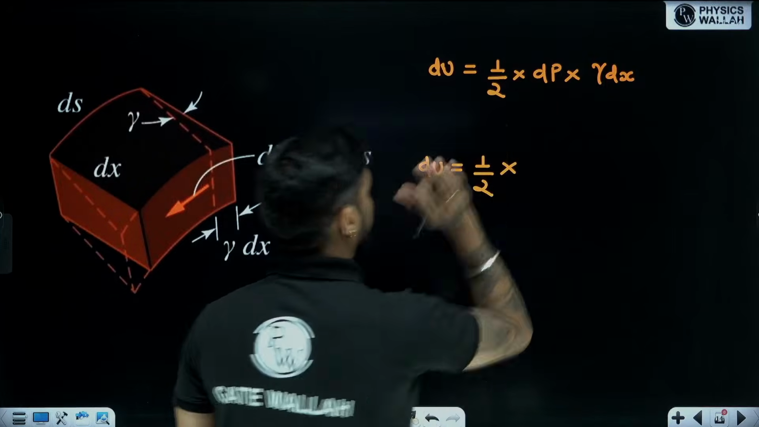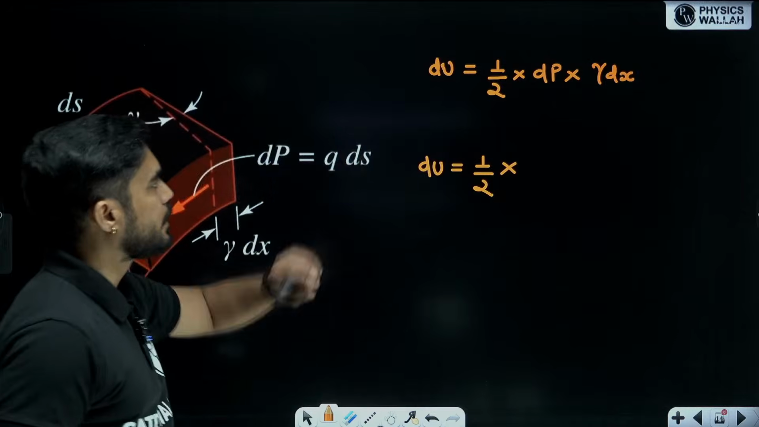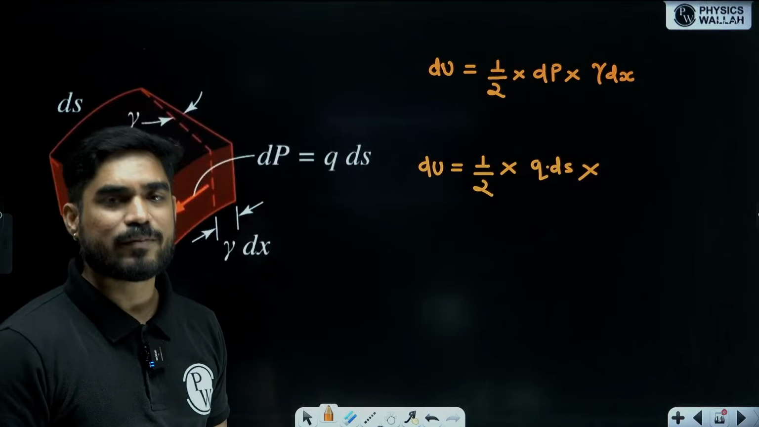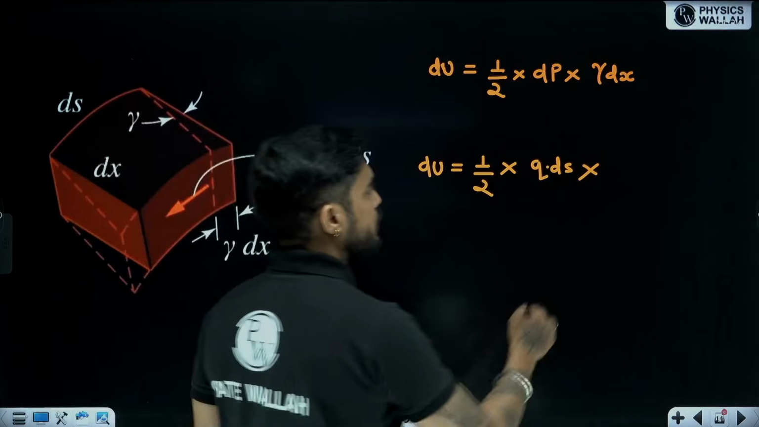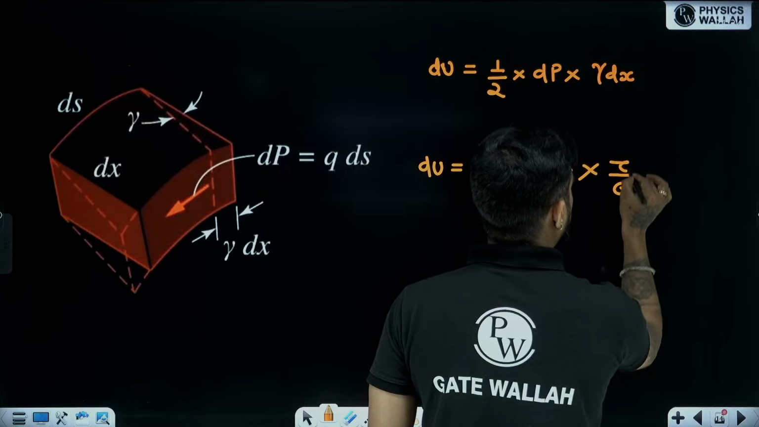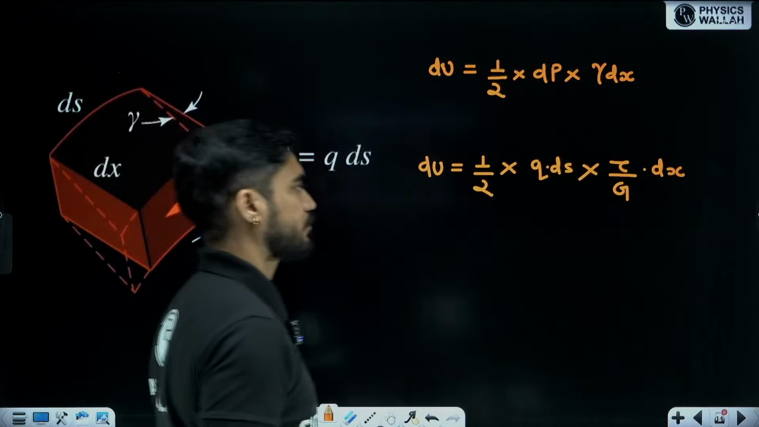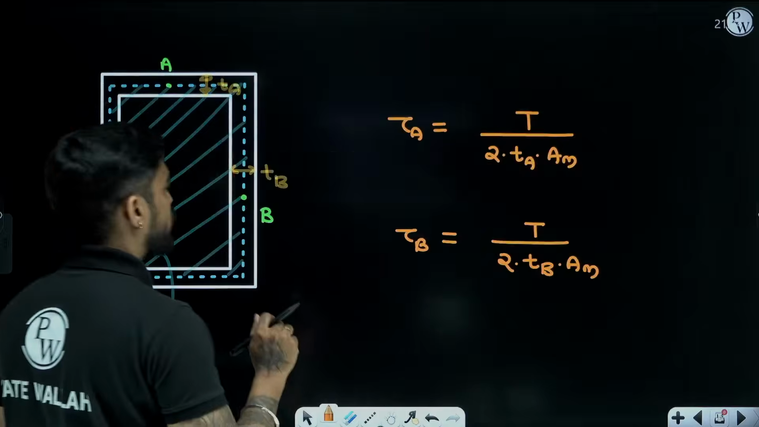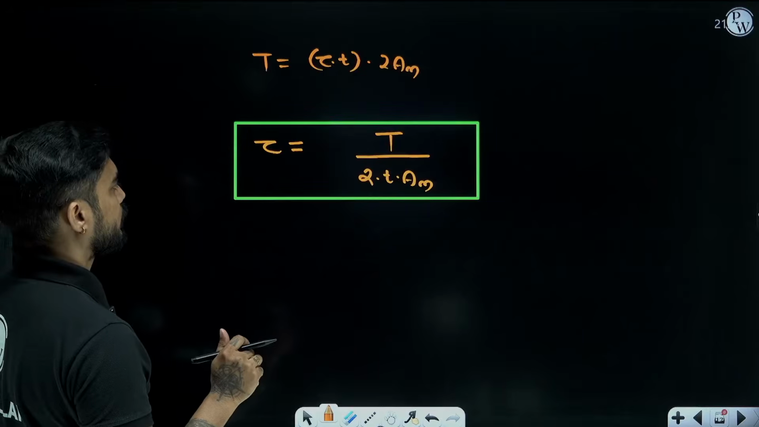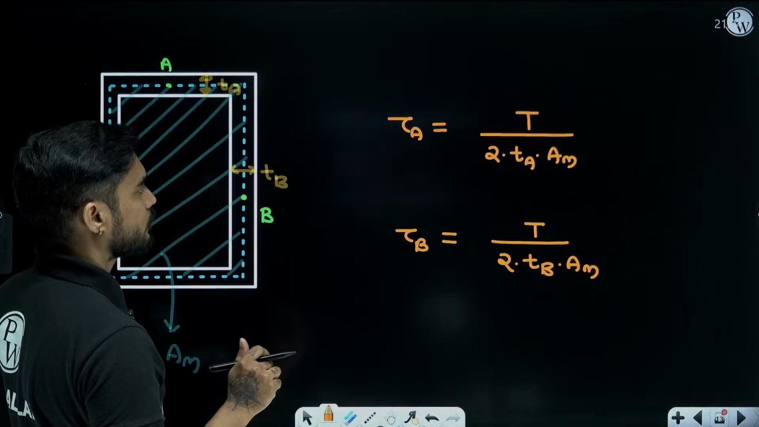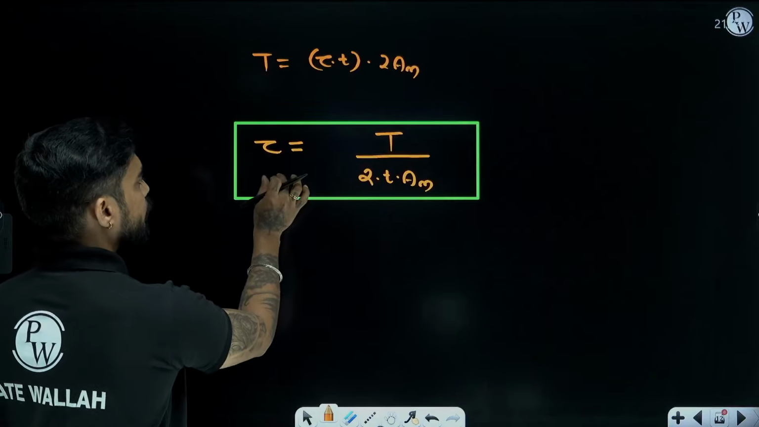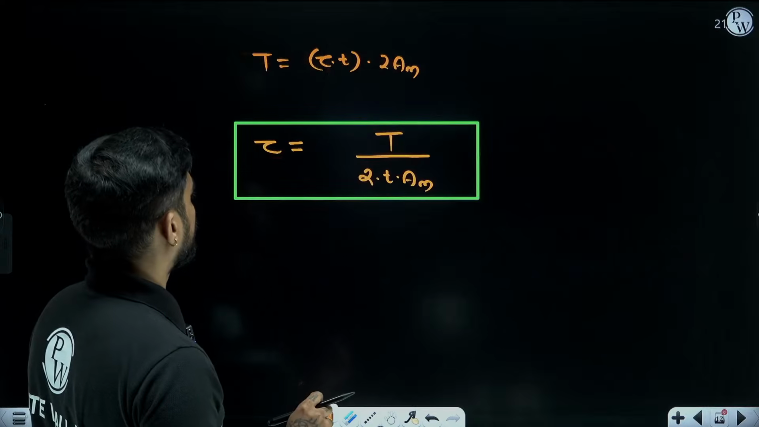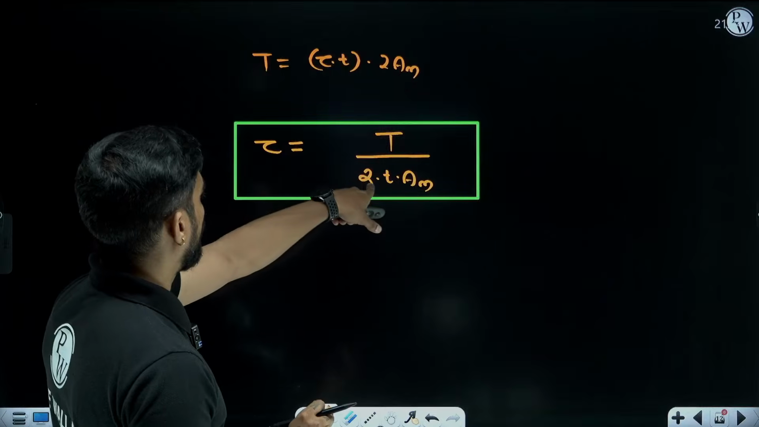this force dP can be written as what? q into ds, and this shear strain gamma can be written as shear stress divided by modulus of rigidity according to Hooke's law. So I will put tau by G into dx. Okay, now this tau can also be written in terms of q. See here, okay, let's put tau in terms of T. So q is equal to T upon 2 into A_m.